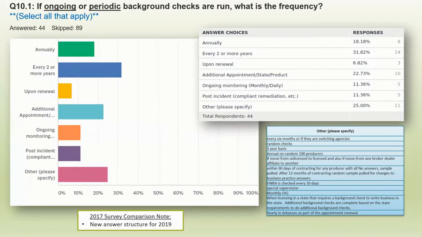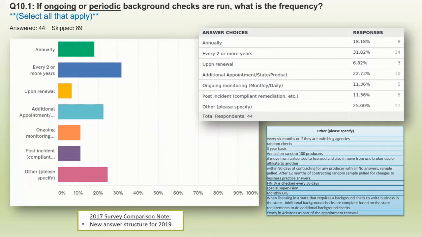Now, this question is newer as far as its structure and response rate, so we tried not to tie too much of the response rate to previous surveys that had a similar question but different answers in it, because it can get a little confusing or misleading as far as trend tracking. But what we have here is a subset of this question: if ongoing and periodic background checks are run, what is the frequency that you're running them? And they're all over the map here.